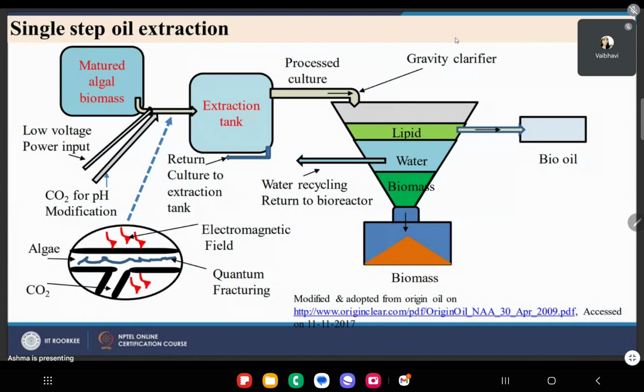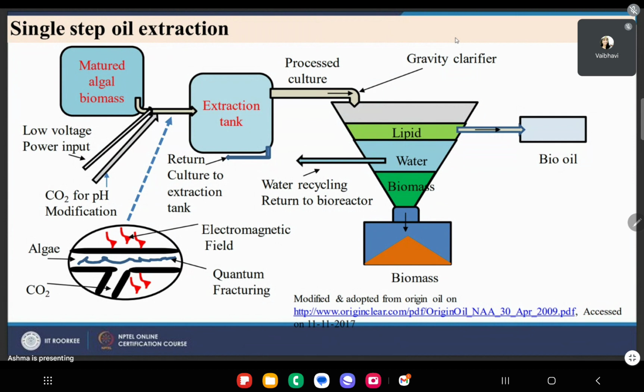So here is the single step oil extraction. We are drying the algae. After harvesting of algae, there is a lot of moisture or water in the algae. So we need to dry it, and for drying we need a temperature of around 100 to 105 degrees centigrade. For that high temperature, a lot of energy is required, and energy cost is associated, so a lot of capital is required for drying of the algae.